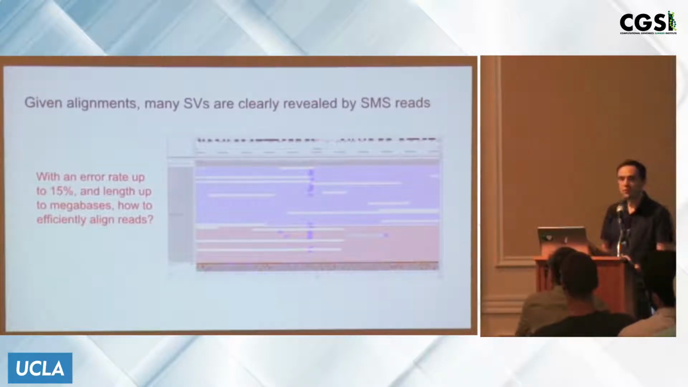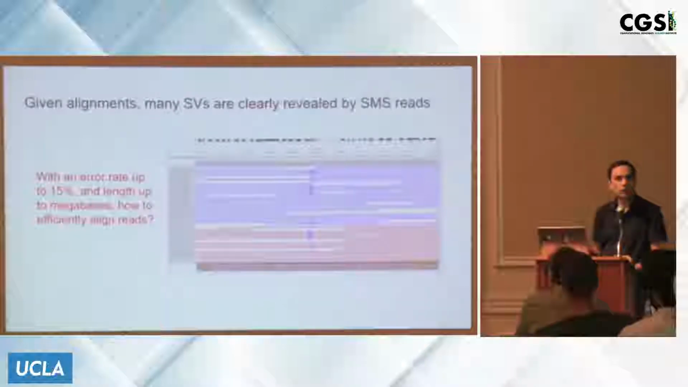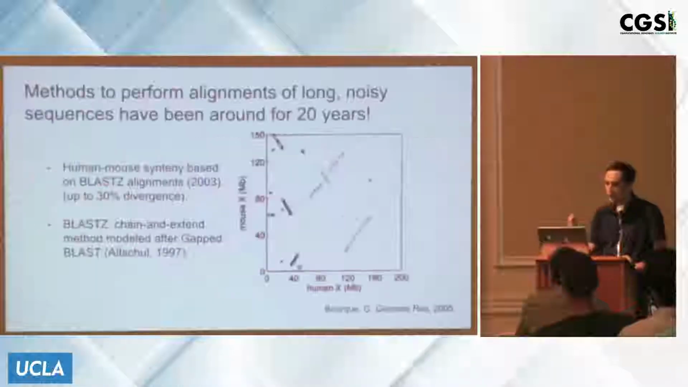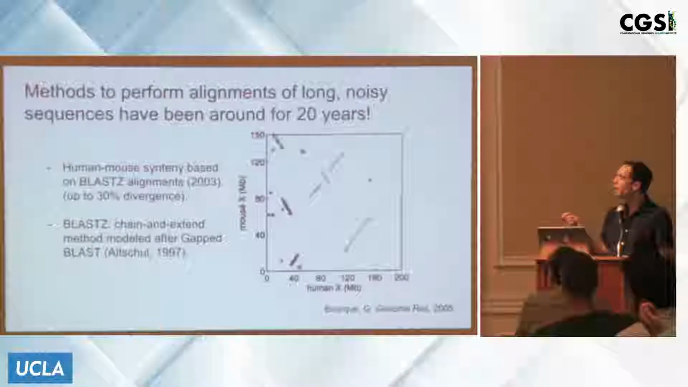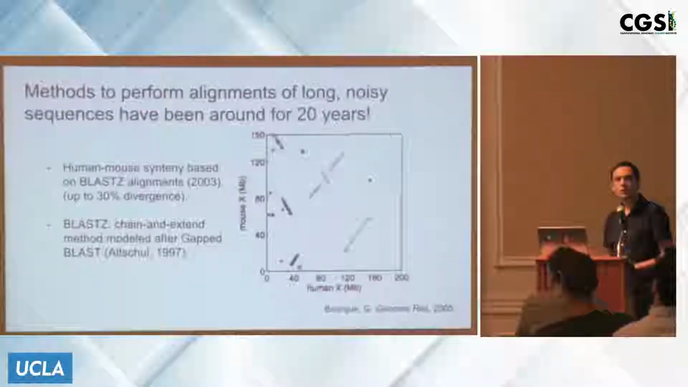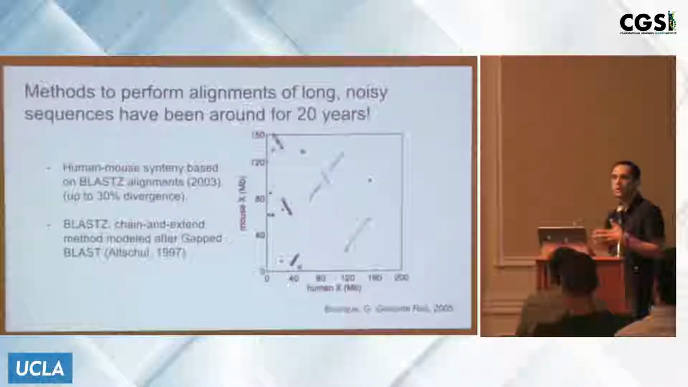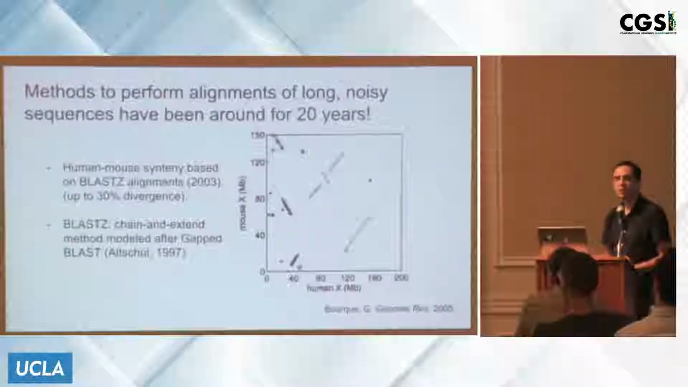Okay. So one question, which is some of the background about this type of study, is with an error rate up to about 15%, how do you efficiently align long reads? It's not a very new question. In fact, this question has been around for over 20 years, when gapped BLAST and BLASTZ were created, for example. What's shown here are alignments, syntenic regions that are detected between human and mouse chromosomes. These are regions up to 30% divergent, showing that it is very possible to do accurate alignment of very long but divergent sequences.